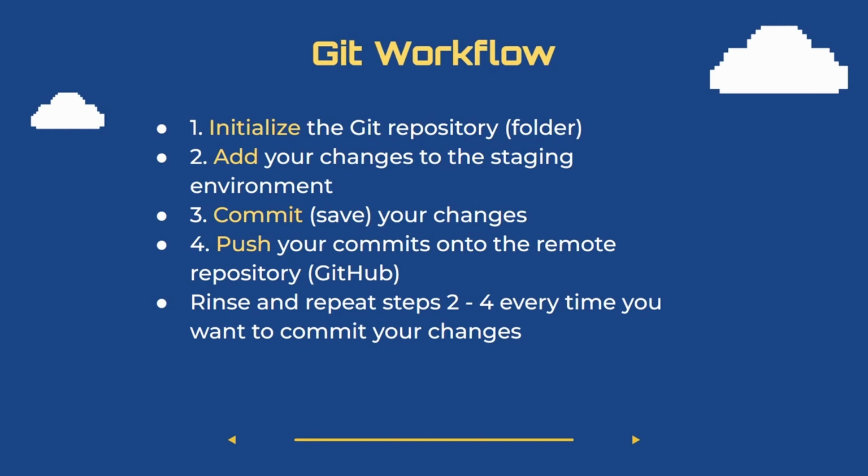And then at that point you have your saves on your local computer, right? Everything is saved on Git, you have a log of it. And now how do you get it to GitHub for other people to see or collaborate on? That's when you push everything onto GitHub. And like I said earlier, you only have to initialize the repository once, so steps 2 through 4 is what you're gonna be rinsing and repeating every time you want to save new changes and push them onto GitHub.